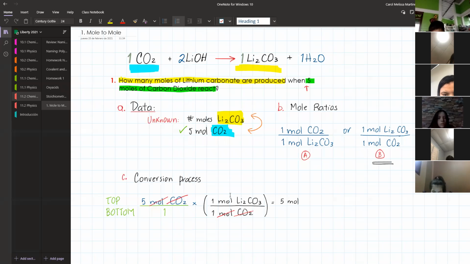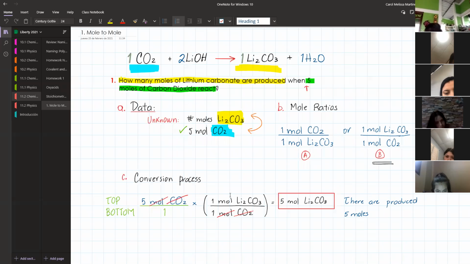But now we're not talking about CO2, we're talking about lithium carbonate. And this is the answer to your question. So the question was, how many moles of lithium carbonate are produced? Well, write it as a sentence. There are produced 5 moles of lithium carbonate. Like that. Simple as that.